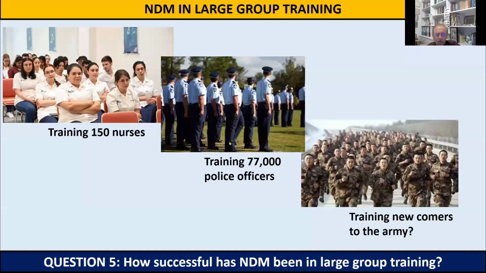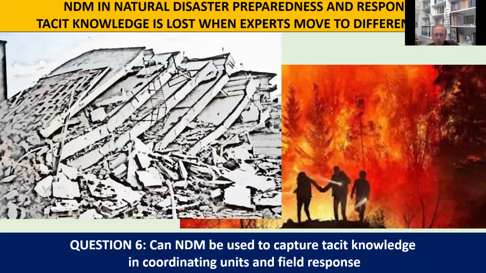Let me bring my slide about it. This one. Now, here are two natural disasters. One is earthquake, which happens in my country once in a while. And the second one is wild forest fires. And I'm just wondering how NDM can be used to capture tacit knowledge for the coordinating part in response to such natural disasters and in field response.